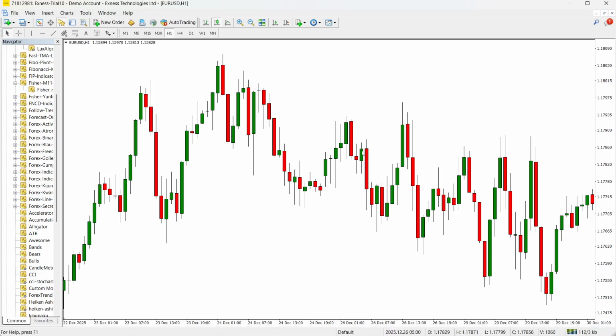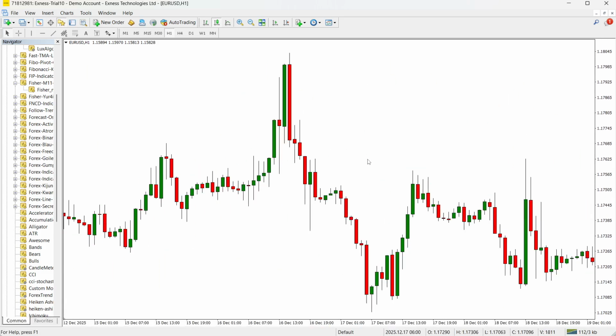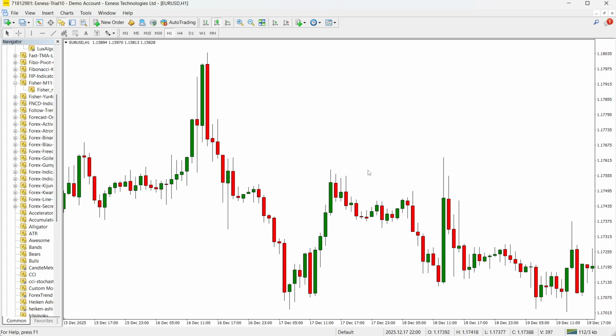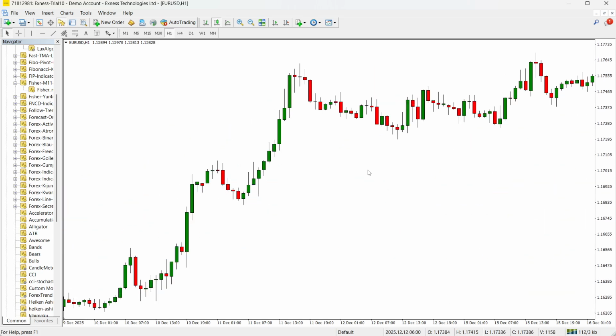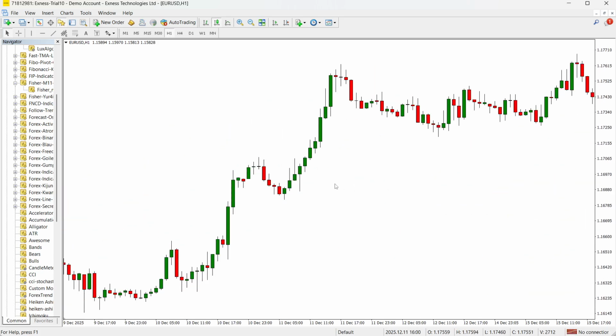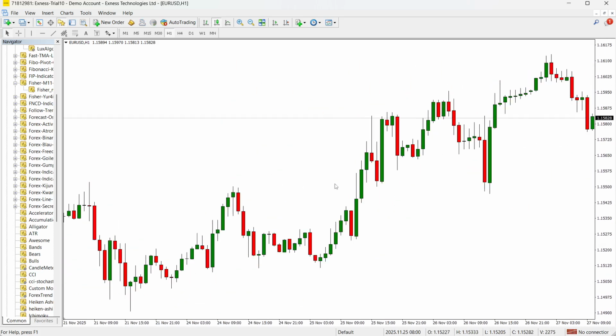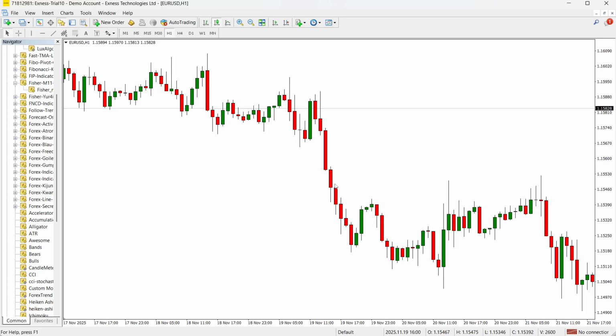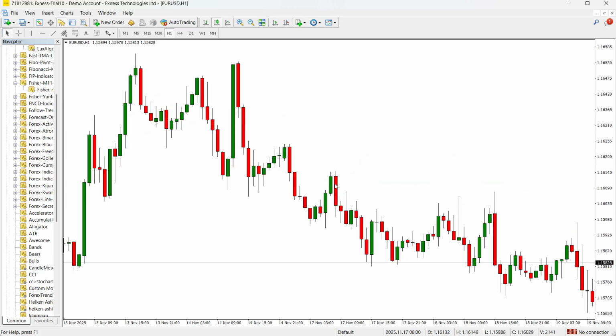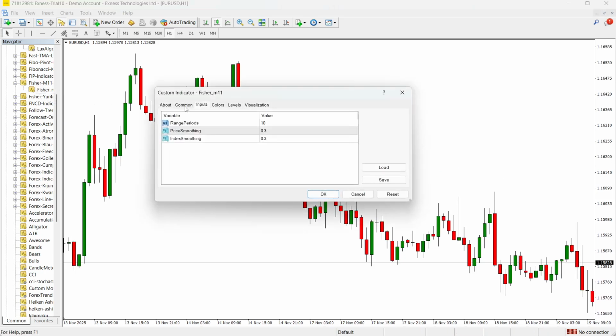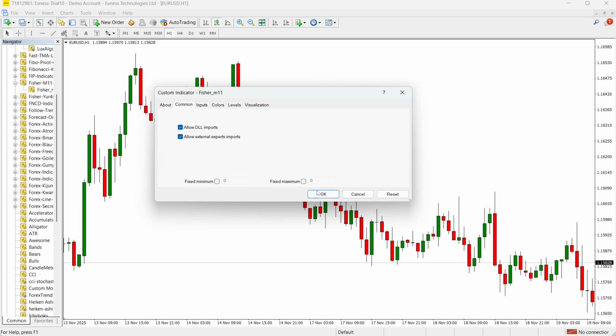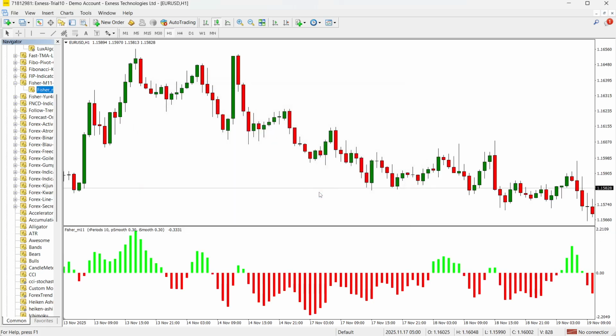I'll show you how the Fisher M11 appears as a green and red histogram around the central zero line, what the upside and downside bars imply about trend strength, and how the range periods, price smoothing and index smoothing settings shape its behavior. At this point I'll load the indicator on the chart so you can see how it looks in real time. Remember to allow DLL imports. Right, there we have it.